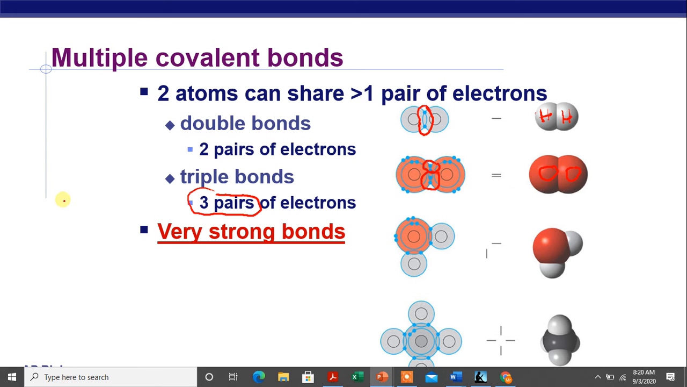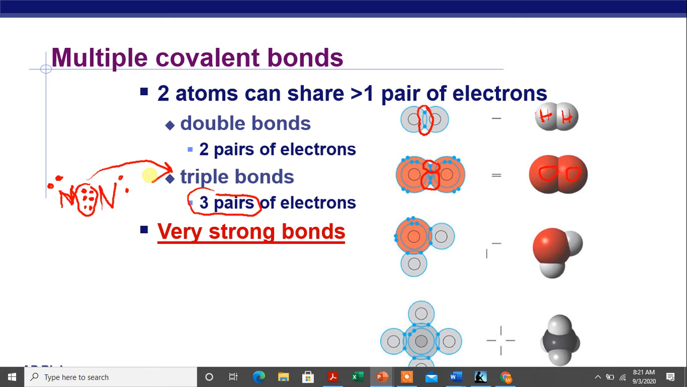A good example of that would be molecular nitrogen, N2. N2 has two atoms of nitrogen, and here I'm just going to draw the Lewis structure of it. And they're sharing three pairs, so this is a triple bond.